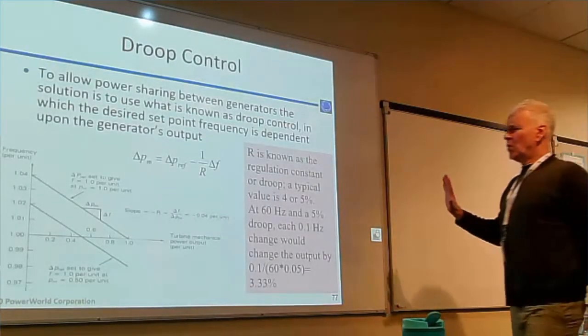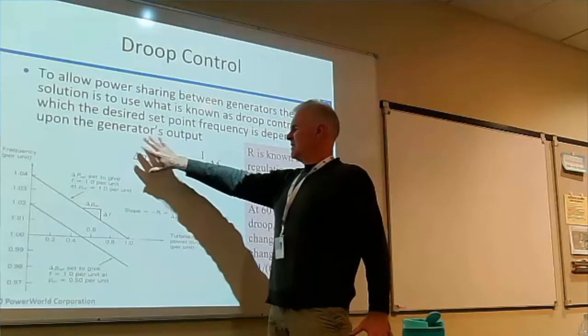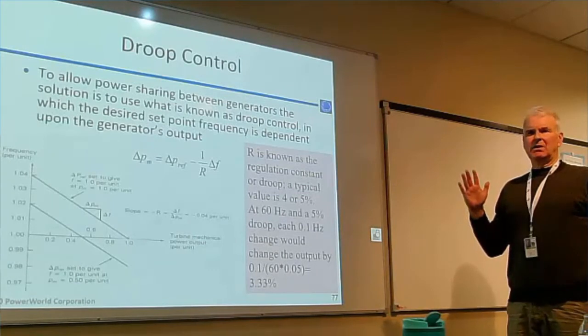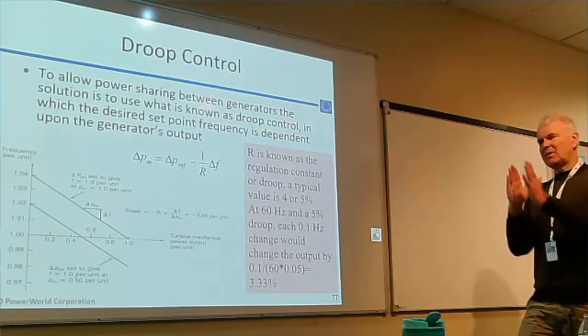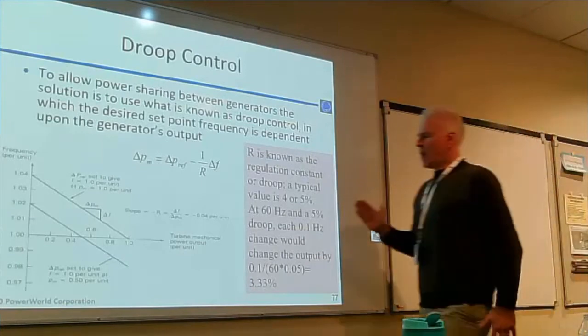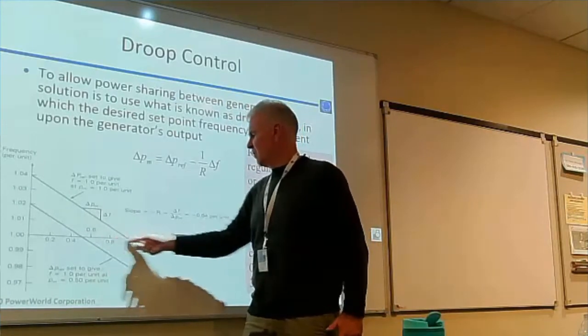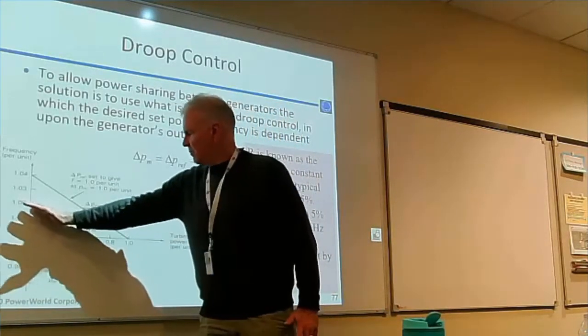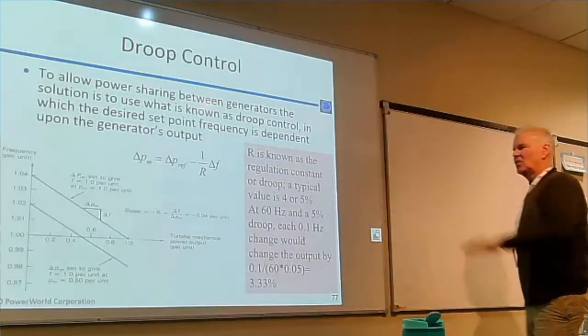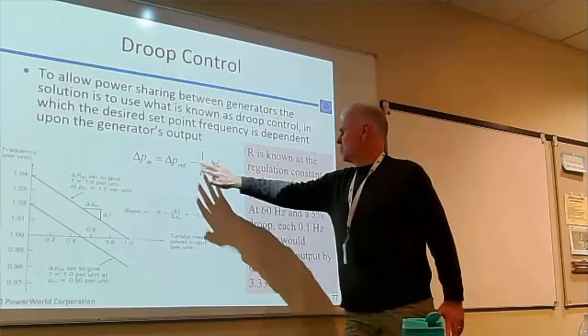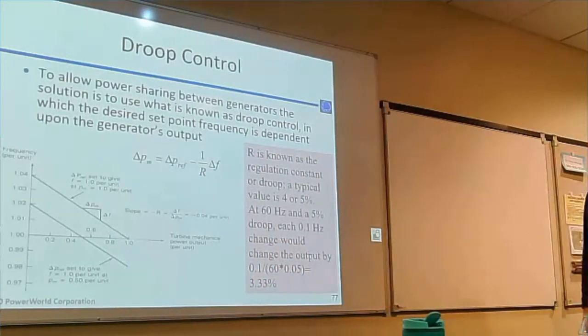And in droop control, the idea of it is that the set point on the governor is frequency dependent. So the governor has a power set point. With droop control, that power set point varies with frequency. So if you look at your power set point, which would be on the x-axis here, you implement it by having a droop, or a line that's sloping down, where the slope of the line, the R value, is known as the regulation constant or the droop. And a typical value for the droop is going to be 4 or 5%.